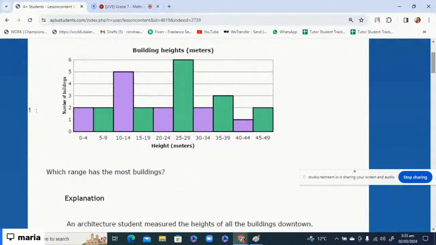Most buildings, which one? 0 to 4 it's only 2 buildings, 5 to 9 it's again 2, 10 to 14 how many buildings? 15 to 19, 20 to 24, 30 to 34, 45 to 49. These are all the same, 2 buildings for each. Which one is the greatest here? Because we are finding the most buildings. So the range with the most buildings is 25 to 29, which has 6 buildings. Okay.